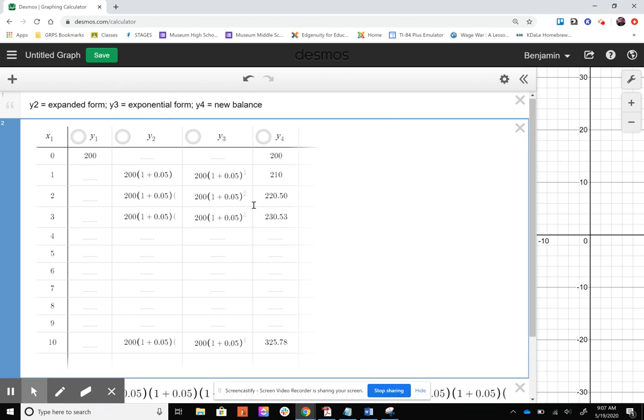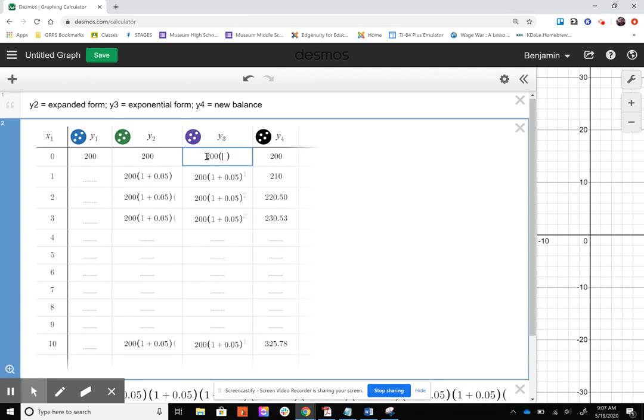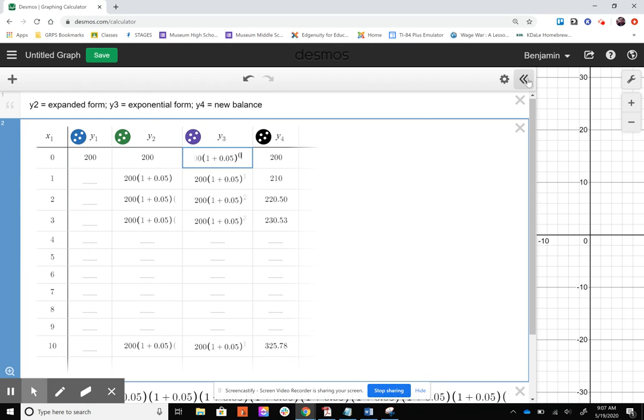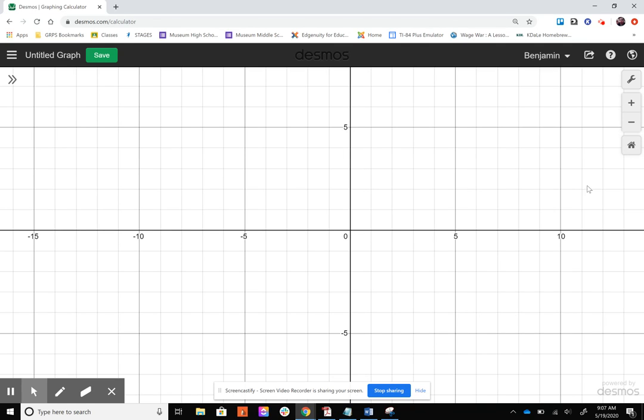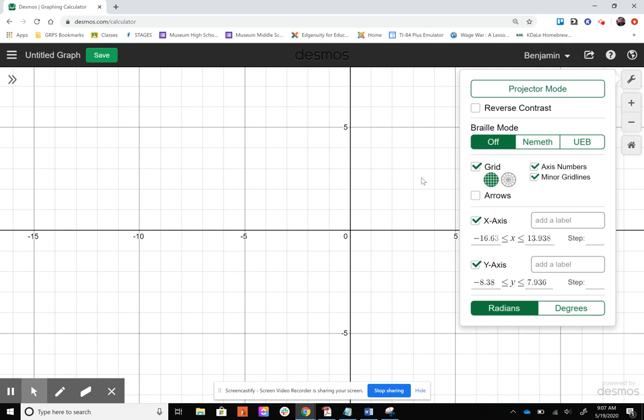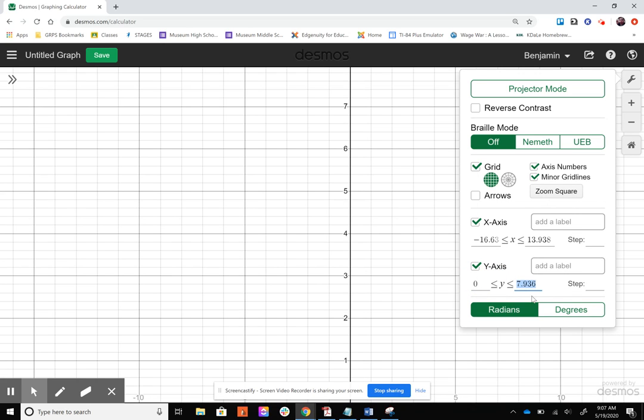So the question is, do these all match up in our graph? So let's turn these on. And this really should be 200, and 200 times 1 plus 0.05 to the 0, right? If we're matching our pattern. So let's make sure that that lines up. Let's hide these. All right, so we're going from 0 to 10 years, and it looks like we're starting at 200. So I'm going to make my y value start at 0 here, and then we're going to go up to, let's say, 500.